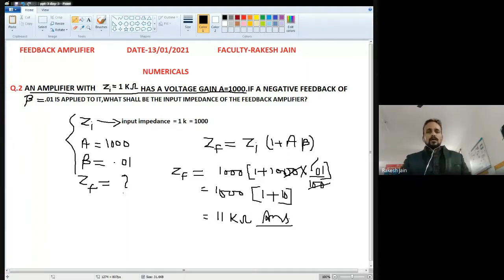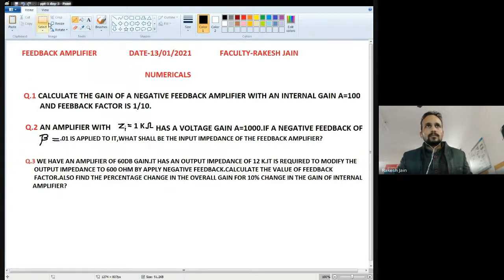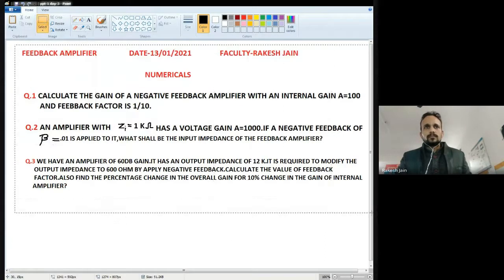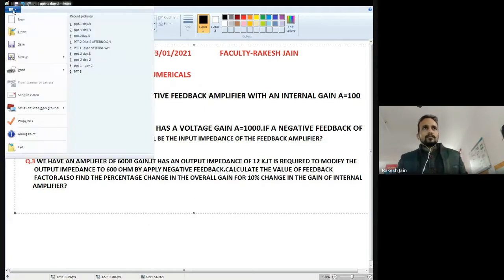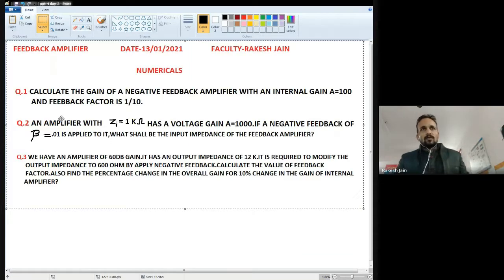Okay. So now this question is also solved, that is how we can find the input impedance with feedback: Zi, the input impedance without feedback, multiplied by 1 plus A beta. Now we are going to solve the third numerical.